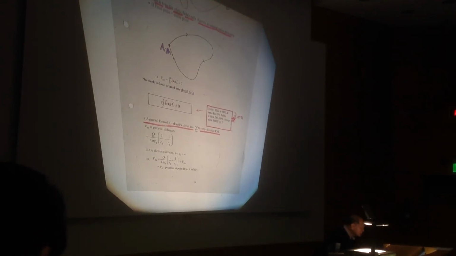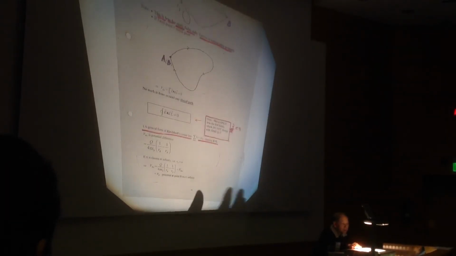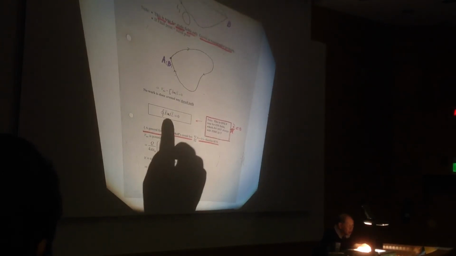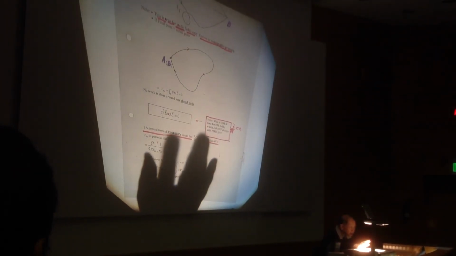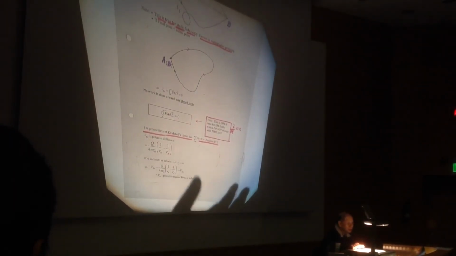So the question is, how come this happened like this? Can I give a counter example to show why it must be so? The integral of E dot dr for an electrostatic field is 0. But when the field changes with time, it is not 0. The question is why. Can I give an example?